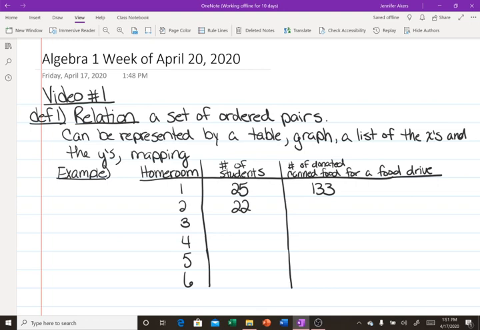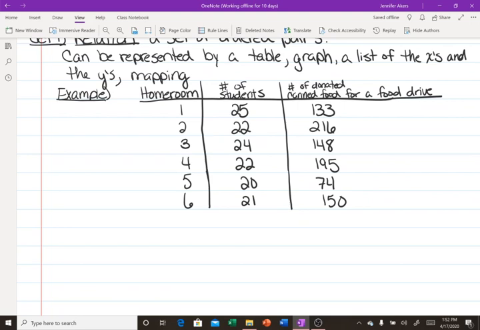Homeroom number 2 has 22 students. They have donated 216 cans. Homeroom number 3 is 24 students and they have donated 148 cans. Homeroom number 4, 22 students and they have donated 195 cans. Homeroom number 5 has 20 students with 74 donated cans, and homeroom number 6 is 21 students with 150 cans. So this table is an example of a relation.